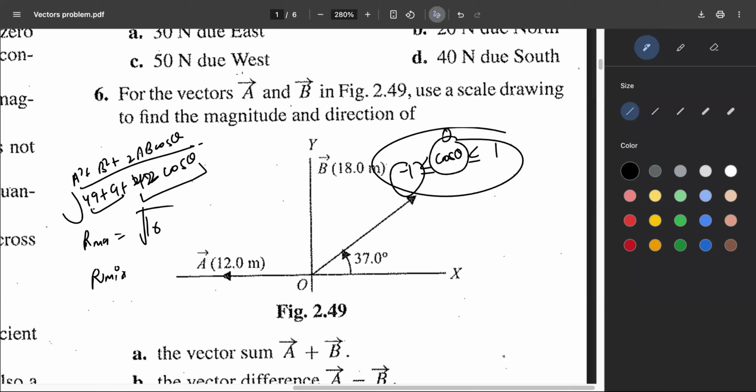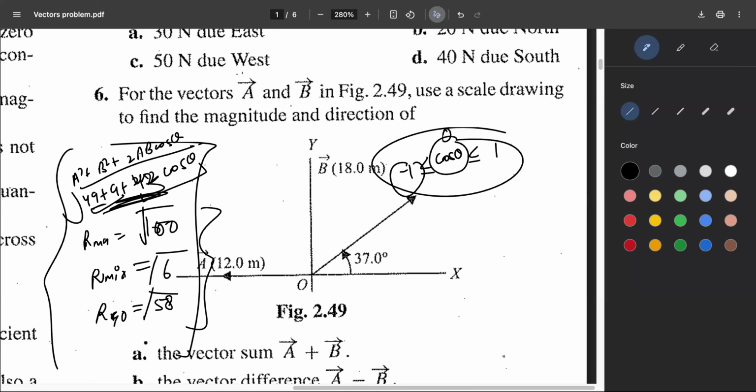This comes out as 91 and 100. This whole thing comes out as 100, so this is 100 under root. Minimum comes out as 16, and R at the right angle, 90 degrees, this comes out as 49 plus 9, 58. Okay? So this is what it is all about. You can try solving this by yourself. Understood?